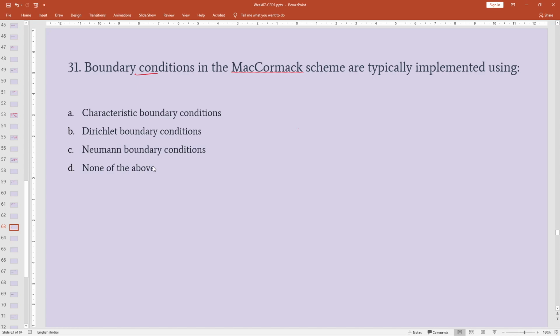Option B, sir. B, yeah. Dirichlet boundary condition. This one.